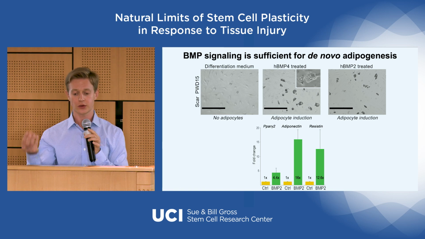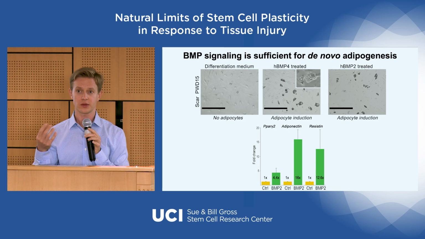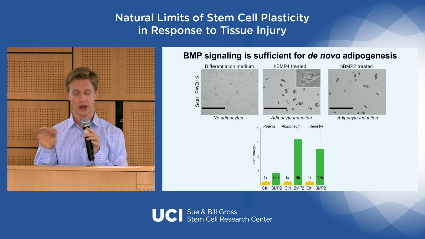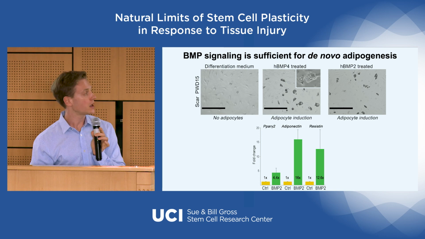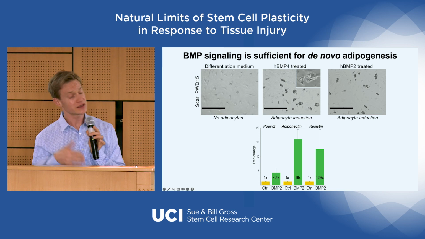So hairs, when they grow in a scar, produce a lot of this molecule. Surrounding myofibroblasts, when they see it, are triggered to activate this adipogenic program that's dependent on the ZFP molecule. And it's an in vitro experiment.